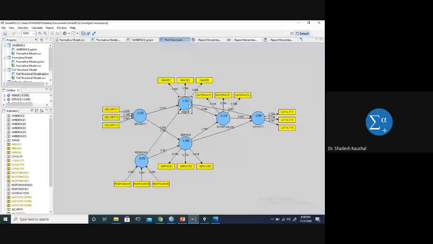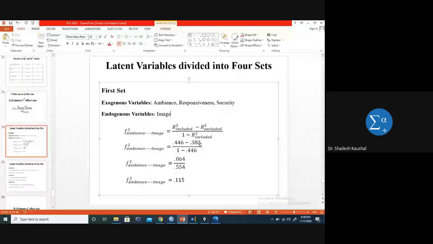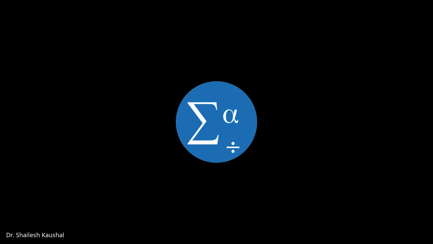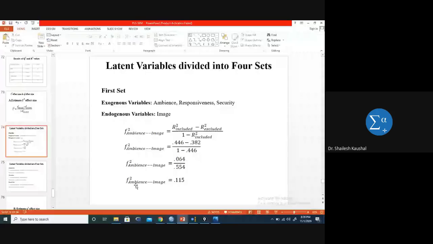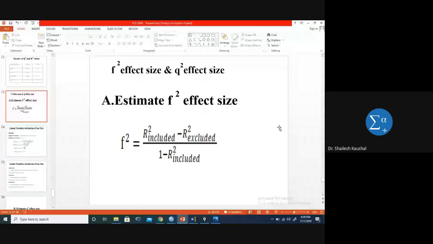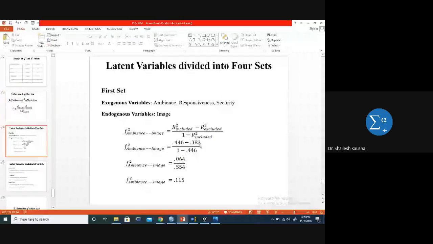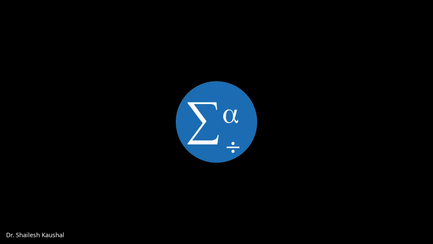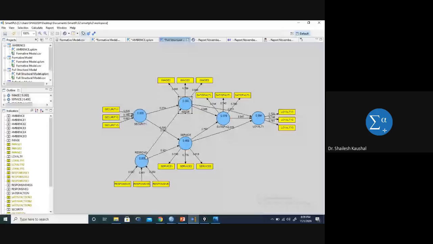0.382. Now I will write here 0.832, and then my effect size, F square, is 0.115. Okay, now same as before, we will include security and then exclude security. We will include responsiveness and exclude responsiveness.